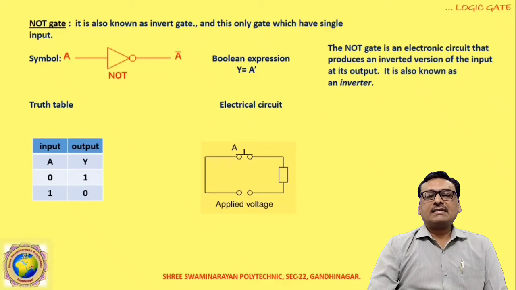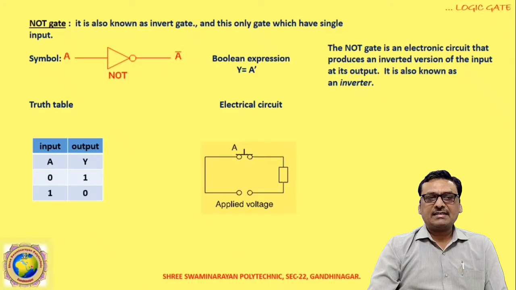The NOT gate is an electronic circuit that produces an inverted version of the input at its output. It is also known as an inverter. If the input variable is A, the inverter output is known as NOT A, also shown as A bar or A dash. So this is the NOT gate. Simply remember, if our input is 0, it will be converted into 1, or low becomes high, off becomes on. This is the main characteristic of the NOT gate.